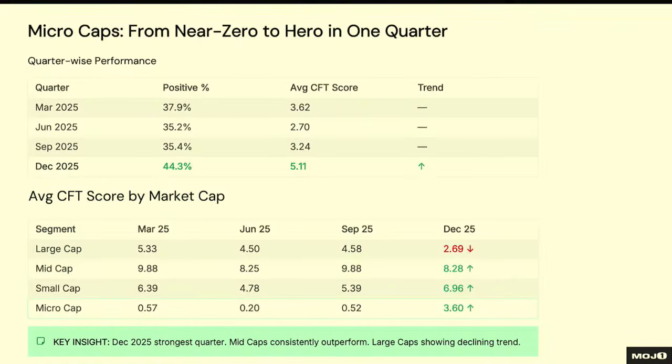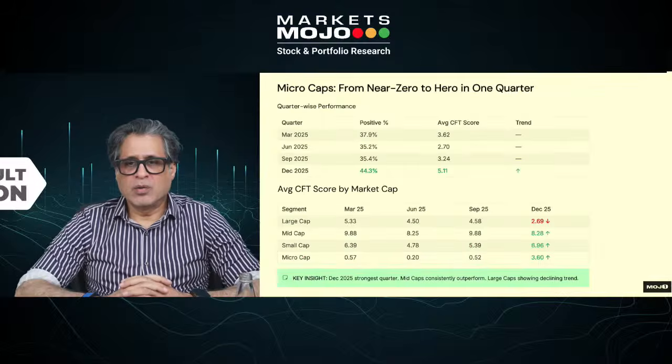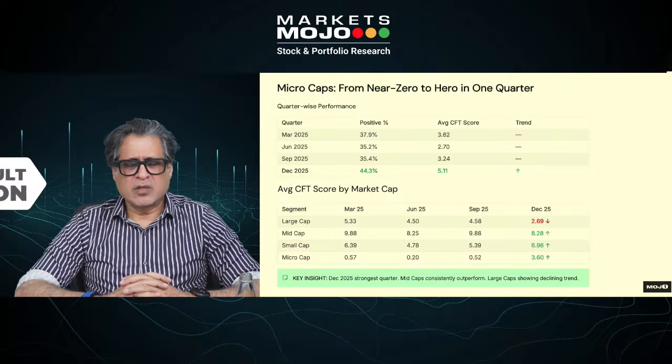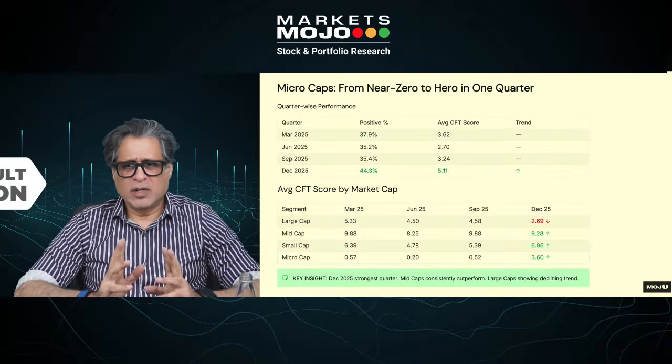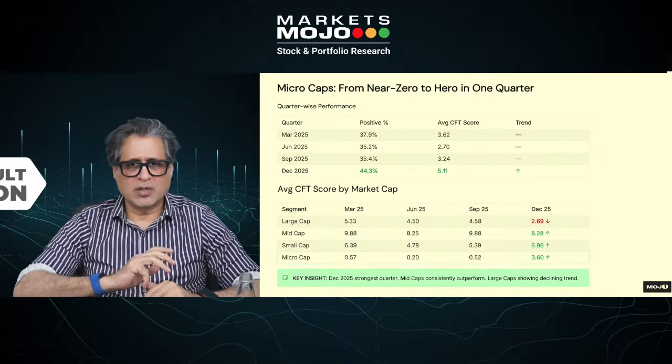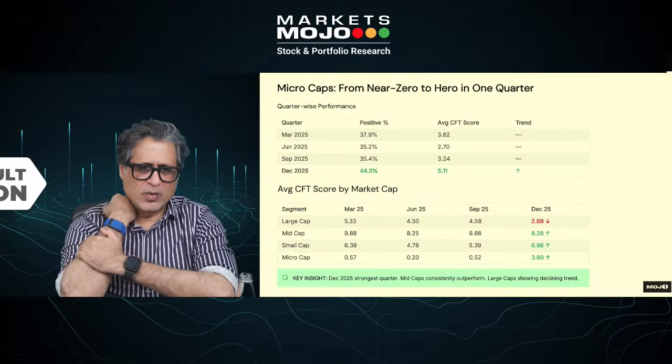And if you look at micro caps, the biggest improvement: 0.57 went down to 0.2, then 0.52, but currently it is 3.6, which is 6 times better than the average of the last 3 quarters as compared to the current quarter. Again, my disclaimer is it's only 164 companies. The story will look much, much better as we spend another week or 2 weeks on this, because a lot of companies are coming out with their results.